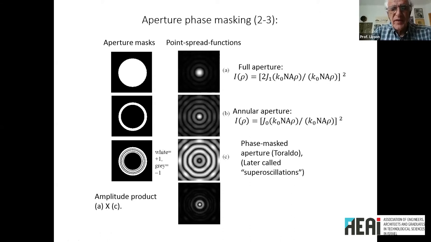What Toraldo di Francia showed was that you could do a better job if you use a series of rings with alternating phases, positive, negative, positive, negative, and you could devise a set of rings which gives you a center spot as small as you like. You could really get it as small as you like.